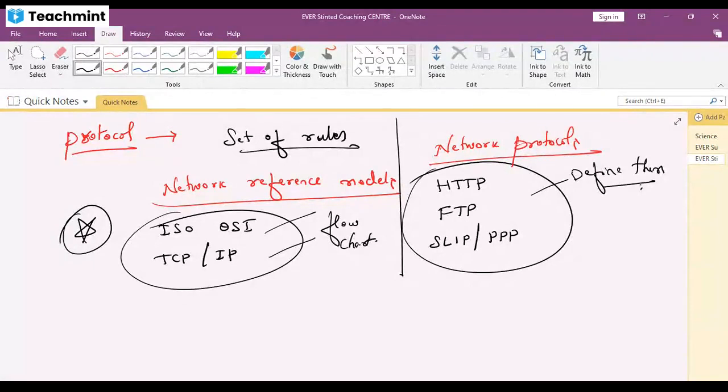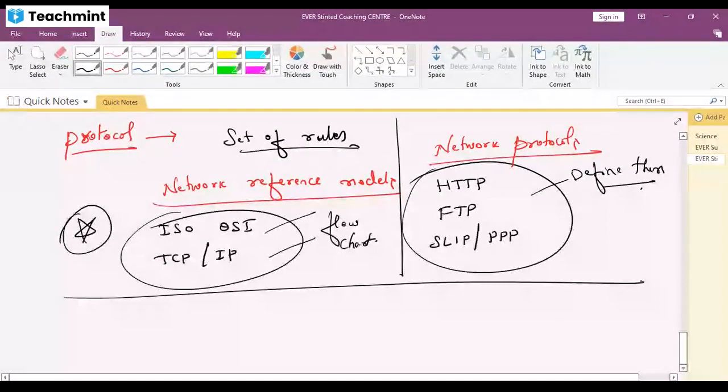So this completes one topic of this chapter. Here we have studied basic things about what is network, network goals, advantages and disadvantages of networking, a very brief note on ARPANET, what is protocol, which are the different network protocols, and which are the different network reference models, and briefly explain them.